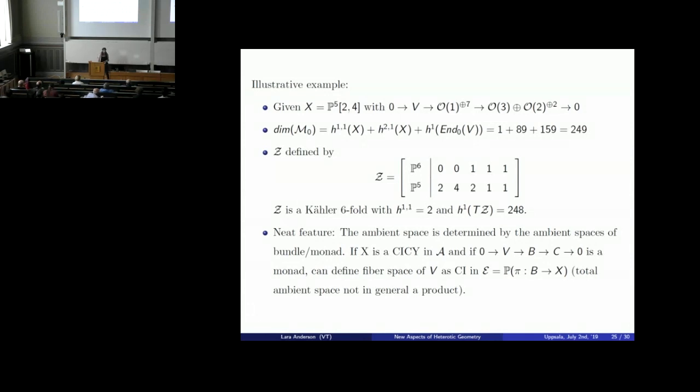So the neat feature is that the ambient space is determined by the ambient spaces of the base and the monad. If the manifold itself is a complete intersection Calabi-Yau in some toric ambient space, and if the vector bundle is a monad, you can define the fiber space of that monad as a complete intersection in the projectivization of the middle term of the monad. Here B refers to the middle term in the initial definition. And in general, this is not a product as it is here. This will be some non-trivial twist. It's a general toric variety. Okay, punchline: you can simply write down a total space now as a toric complete intersection.